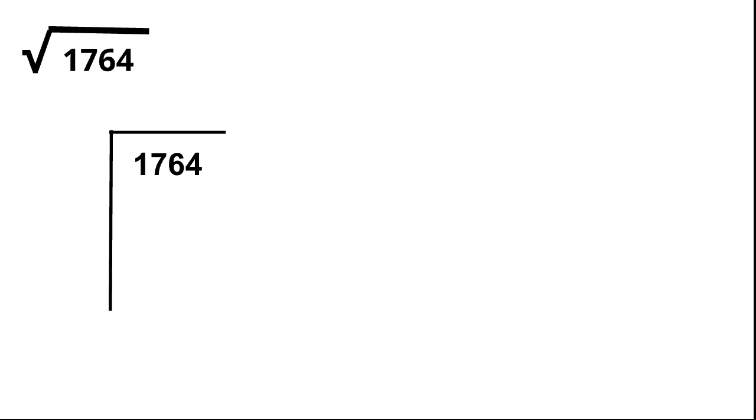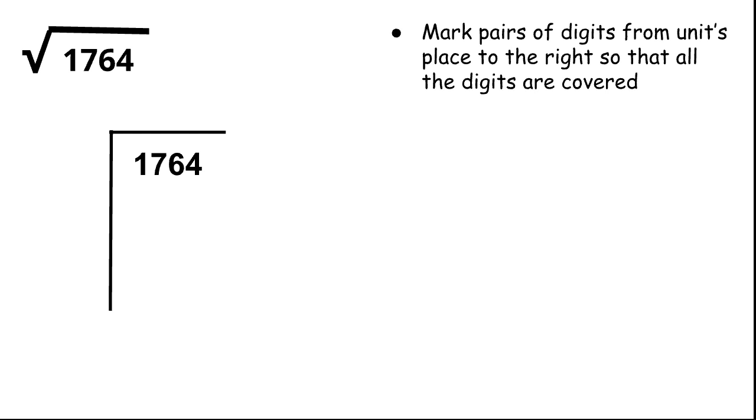Now the first step in finding the square root of this number is to mark pairs of digits from the units place to the left so that all the digits are covered. In this way, 64 is one pair and 17 is another pair. So we got two pairs, 17 and 64.